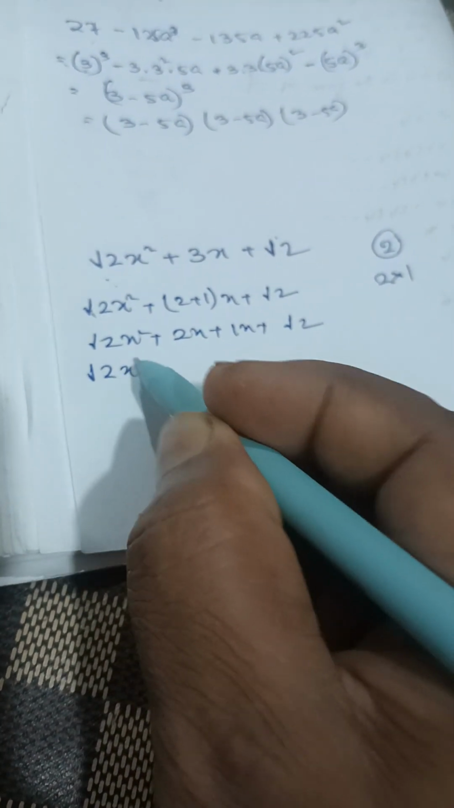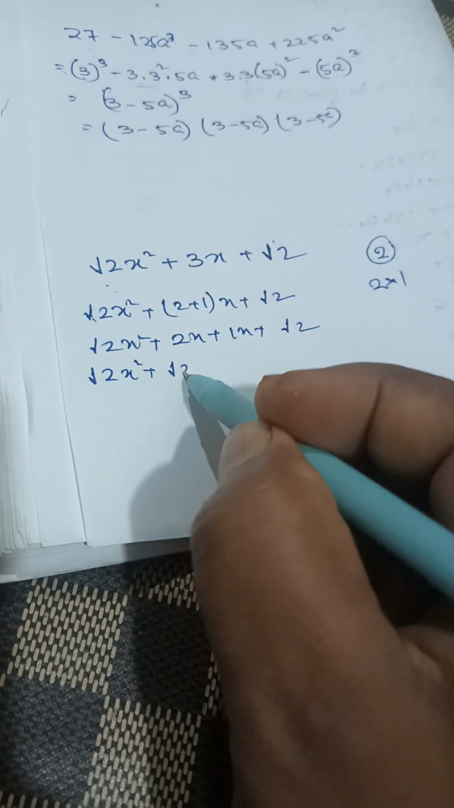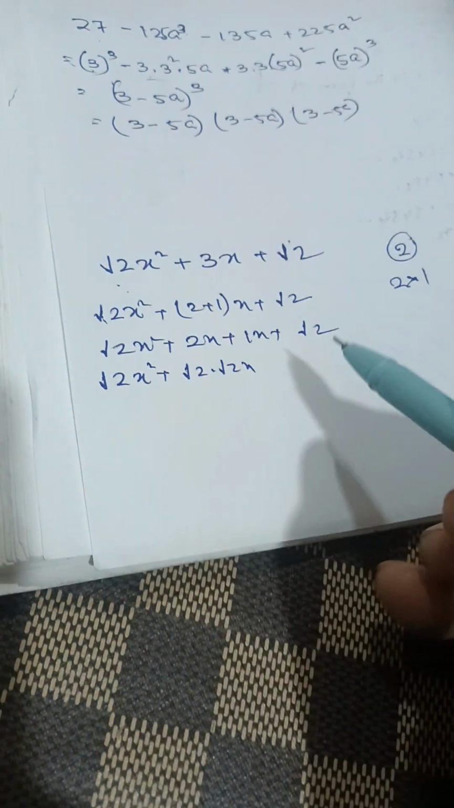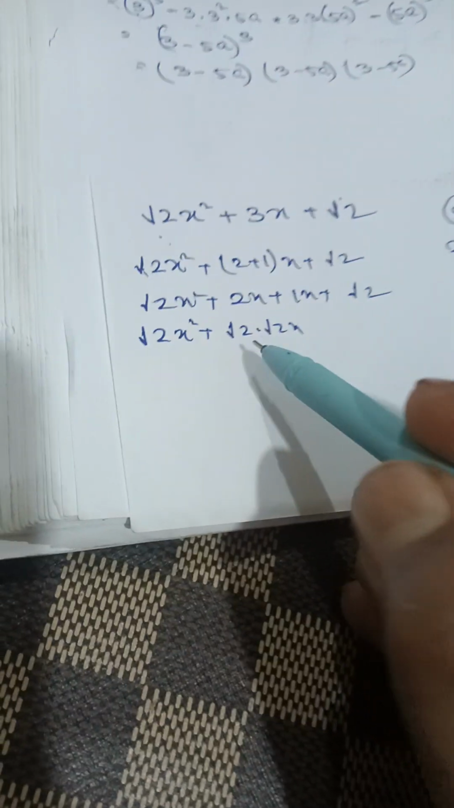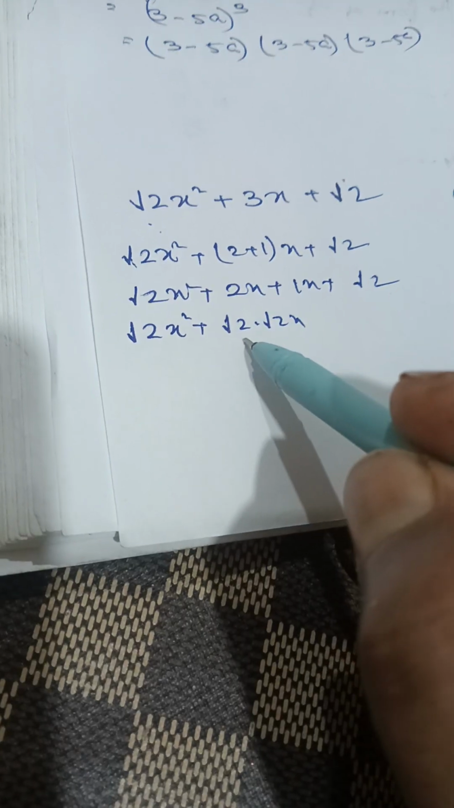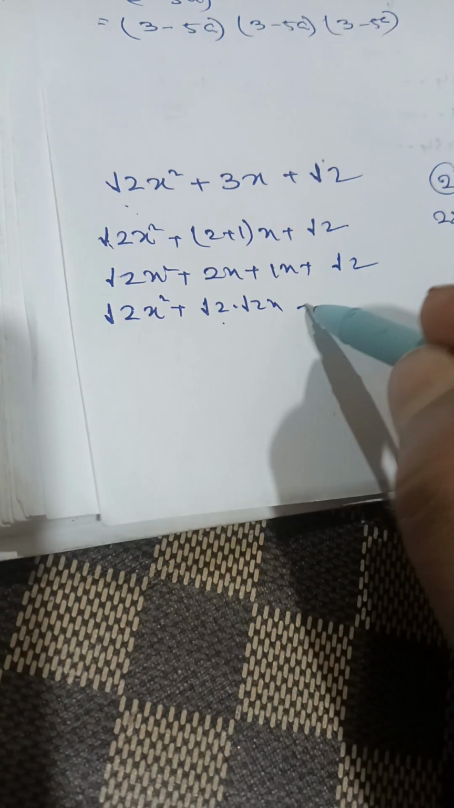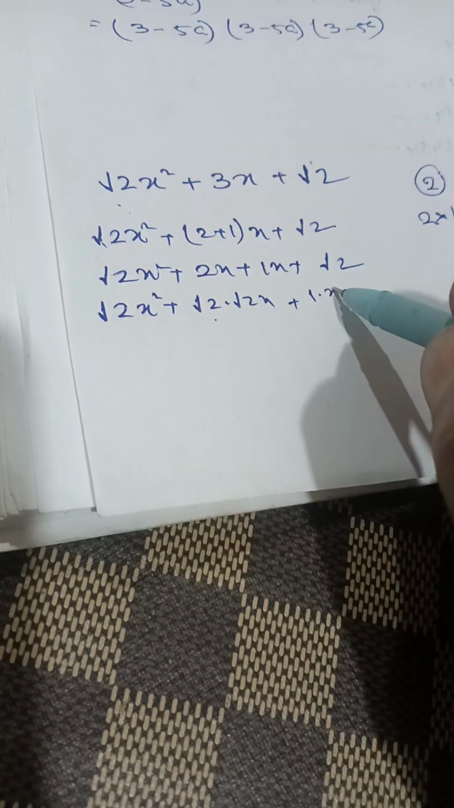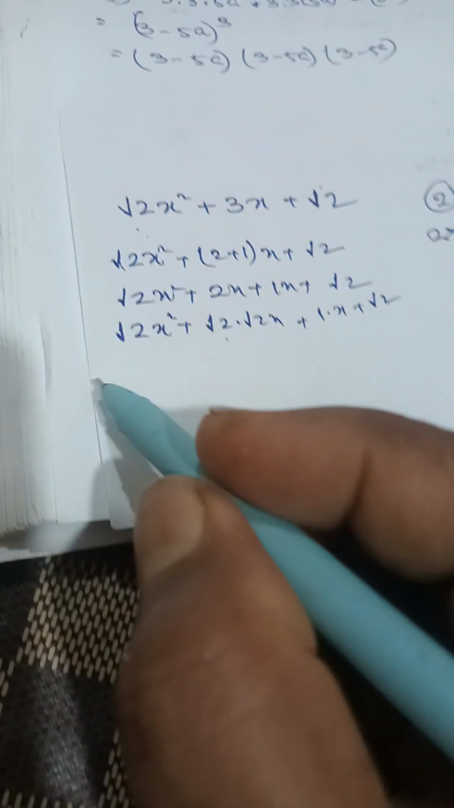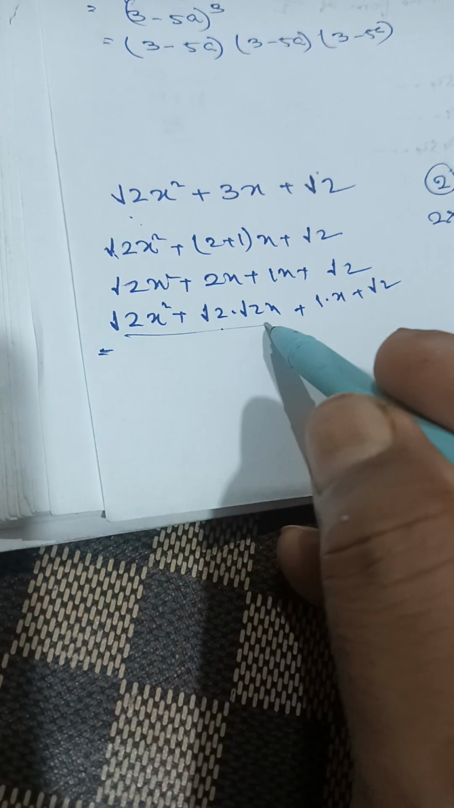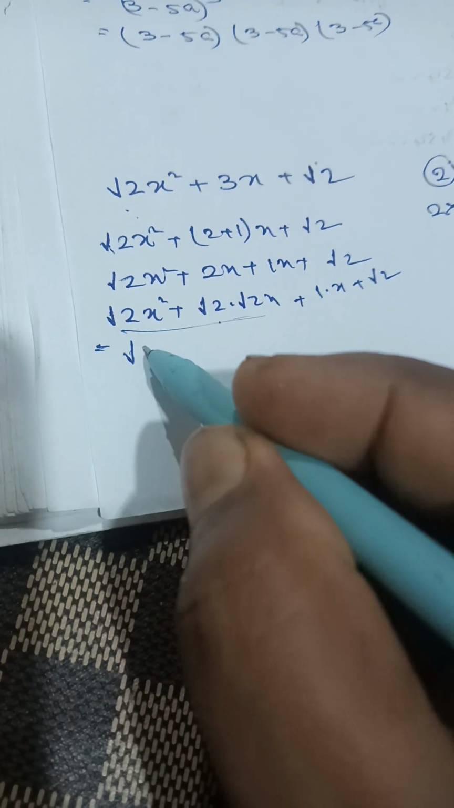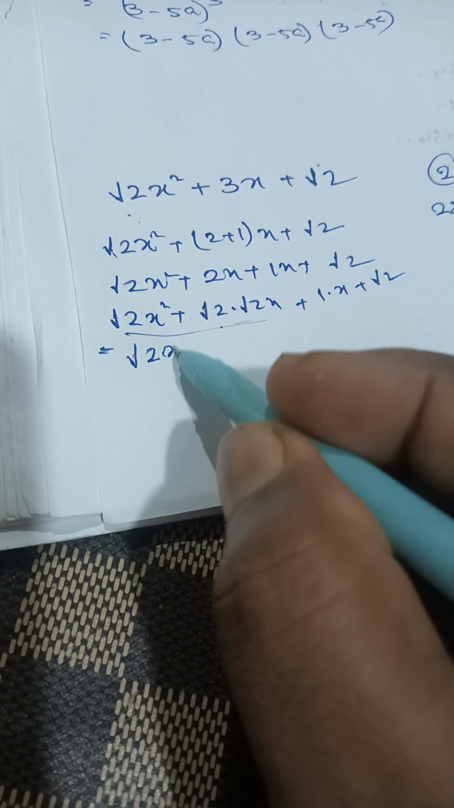Here you see, it is problematic to take anything in common. I am writing this one thoroughly. 2 can be written as root 2 into root 2. Here you see x is the same and root 2 is also the same. So in between the first two terms, what is common? You see root 2 is common in both, x is also common.